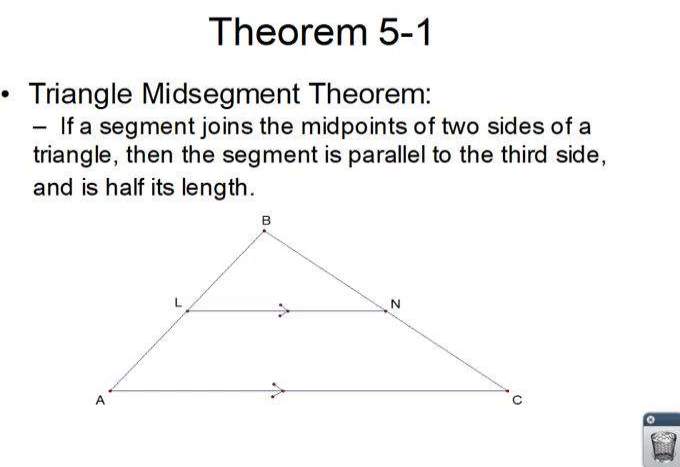All right, the theorem that goes with this. If you have this segment LN that is a midsegment, so it joins the midpoints of two sides of a triangle, so that means these are congruent and those are congruent, then that segment is parallel to the third side and it's half the length. So LN is half of AC in this picture. Okay, parallel and half the length of the third side.